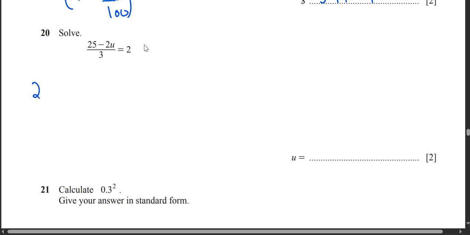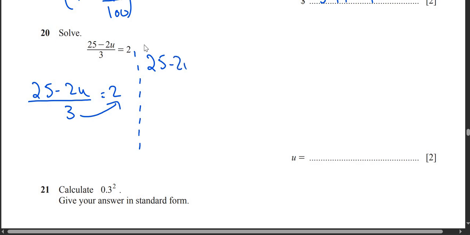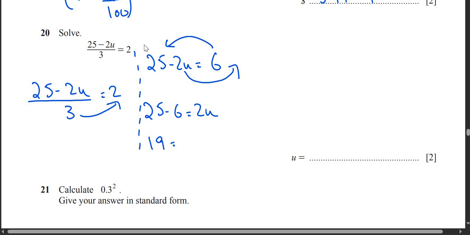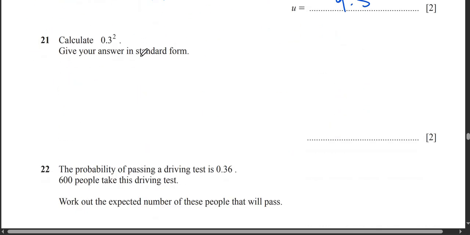Next question, it says solve this. So look, 25 minus 2u upon 3 is equal to 2. 3 will go up there. 25 minus 2u is equal to 6. 6 will come here, 2u will shift there. 25 minus 6 is equal to 2u. 19 is equal to 2u. So 19 divided by 2 is equal to u. u is equal to 9.5, guys. All right. I hope you were able to understand that.